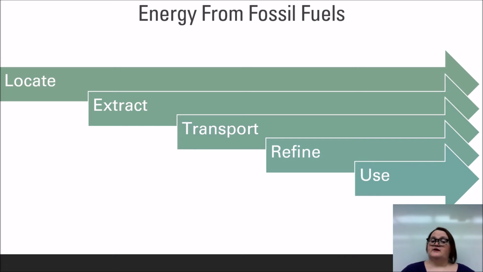Then the material has to be extracted. There are several ways in which we do this, which we will discuss in a brief moment. After extraction, the resource has to be transported to the refinery, where it is processed to remove impurities and make it appropriate for use. Only then is the fossil fuel put to its intended purpose, electricity generation, or other industrial purposes.